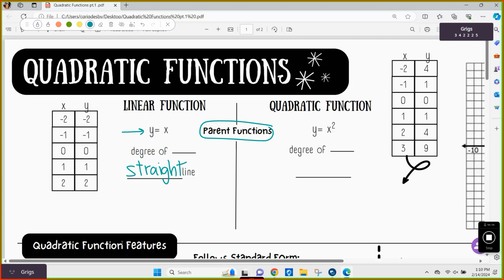Just for funsies, let's find the rate of change here. -2 does what to become -1? +1. -1 to 0? +1. 0 to 1? +1. 1 to 2? +1. So in the parent function of a linear function, the slope is always 1. It always passes through the origin. So let's prove the y's. -2 to -1 adds 1. -1 to 0 adds 1. +1, +1. So if I did change in y over change in x, my parent function has a slope of 1.